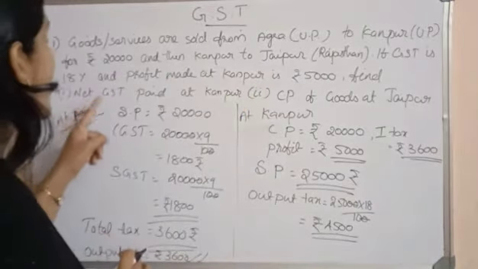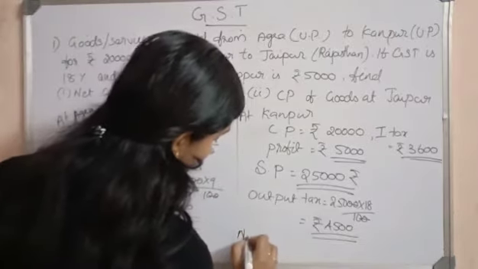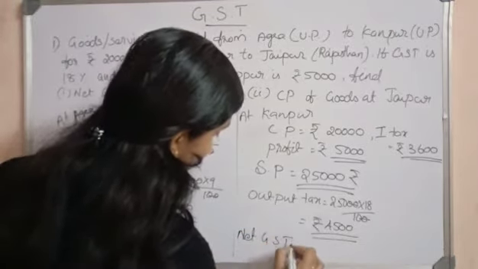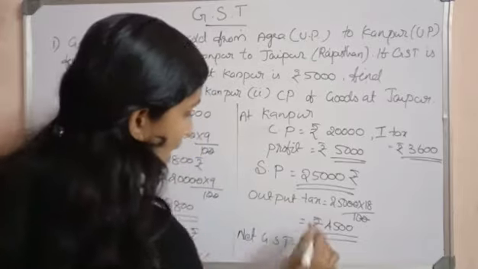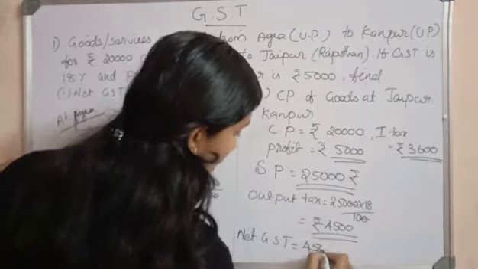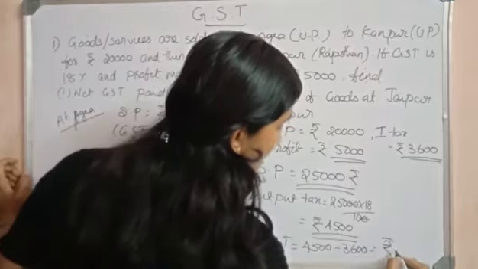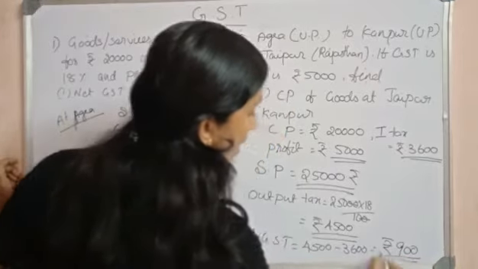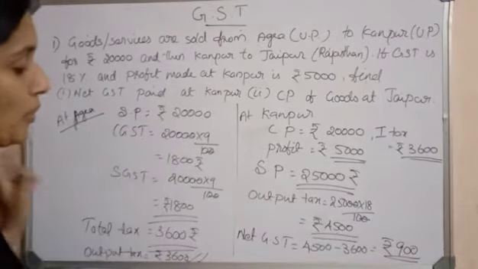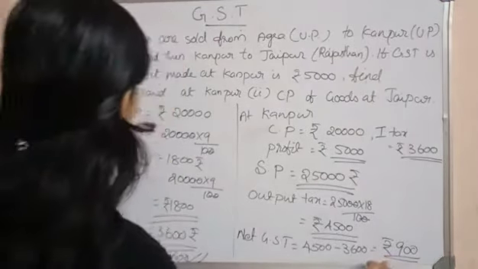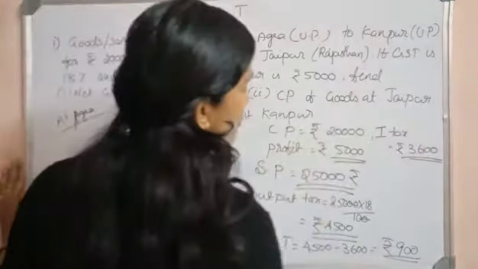The question is to find the net GST paid at Kanpur. Net GST, as you know, is the difference between the output tax and the input tax. That is same as 4,500 minus 3,600, and that is equal to rupees 900. And this is the first part of the question, the net GST paid at Kanpur, and that is equal to rupees 900. Now we have to find what is the cost price of the goods at Jaipur.